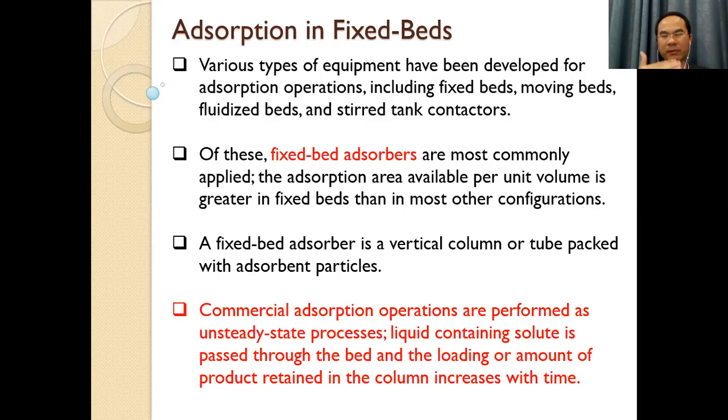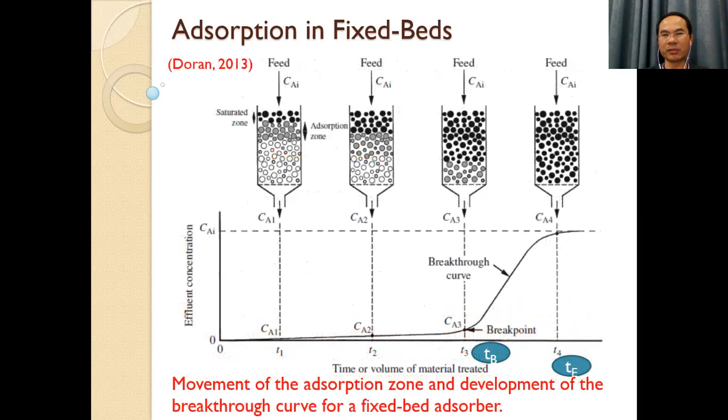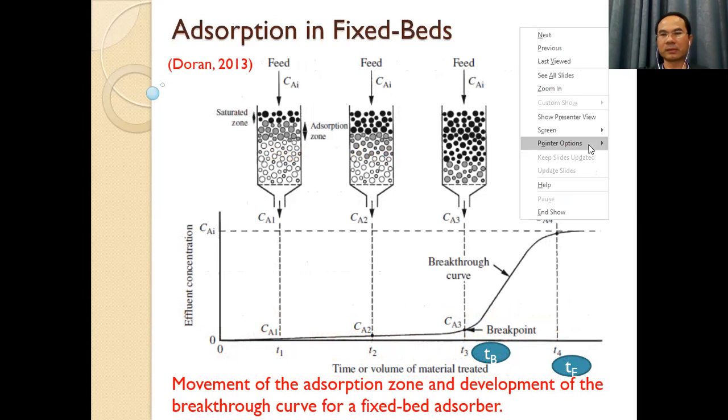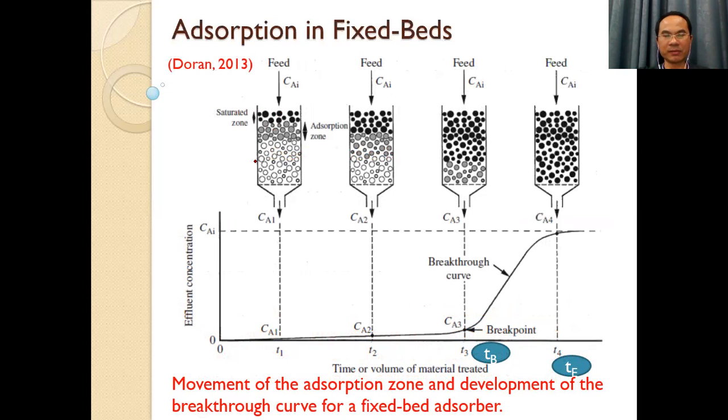Mostly it flows from the top to bottom, and the adsorbent is fixed in the column or in the tube. We call it the fixed bed adsorbent. Here is an example of the fixed bed. We have a tube, and inside the tube we pack the adsorbent, and the fluid flows from the top to the bottom.